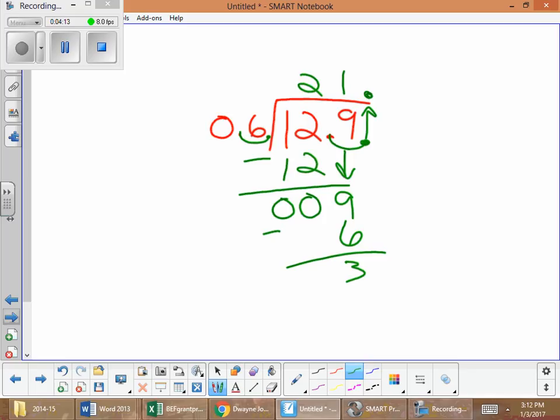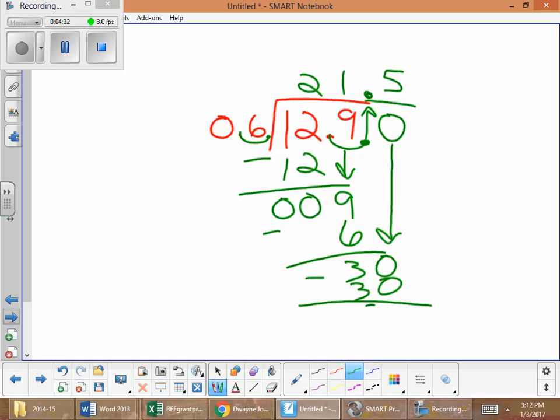I don't want that in my answer, so what I'm going to do is right next to the decimal point over here, I'm going to extend the house, and I'm going to put a 0, and I'm going to bring down this 0. Now, I can say how many times does 6 go into 30? 6 goes into 30 5 times. 5 times 6 is 30. And now you have your answer once again.